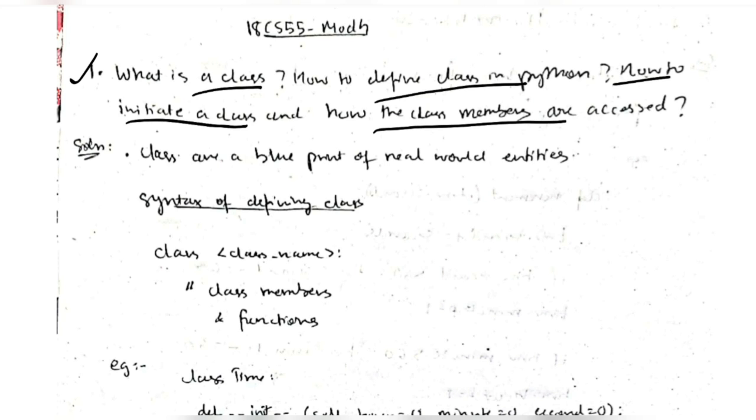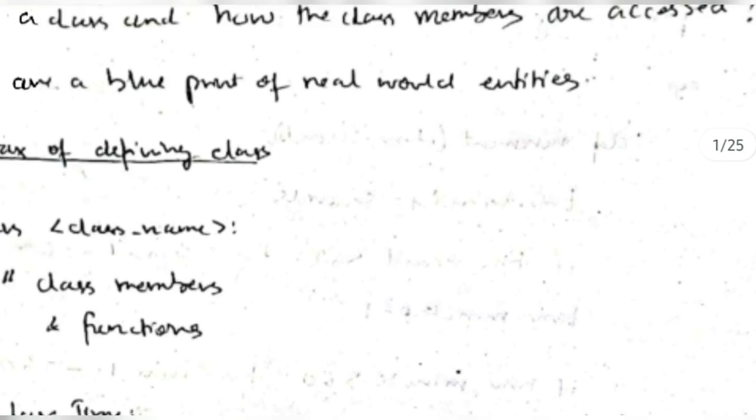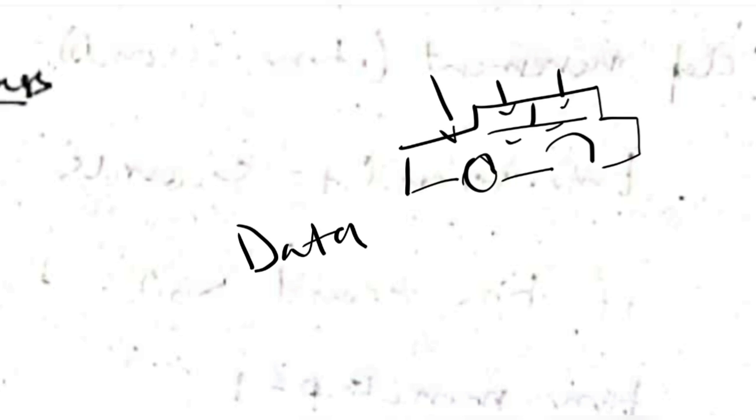Okay, starting from the first question, what is a class? A class is just the blueprint of real world entities. If you think of this as a car, the car has some attributes like the color, the company which made it, the windows, and the speed of the car. So those are the attributes of the car, and those will come under data members. How do you represent the speed of a car? You can represent it using an int value, right? So those things come under the data members.